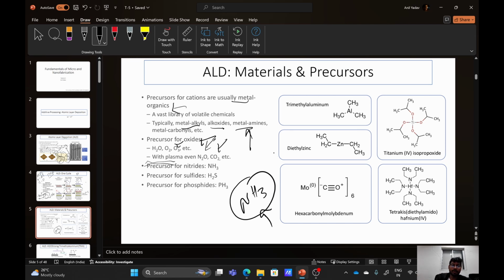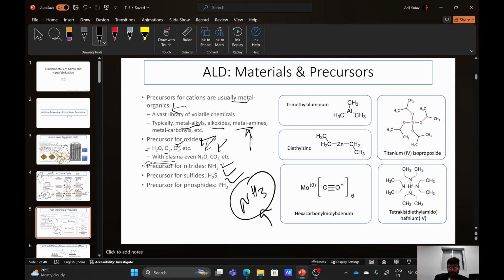Generally for nitrides NH3 is used, for sulfides H2S is used, for phosphides PH3 is used, instead of H2O, O2 or O3 that we use for oxides.